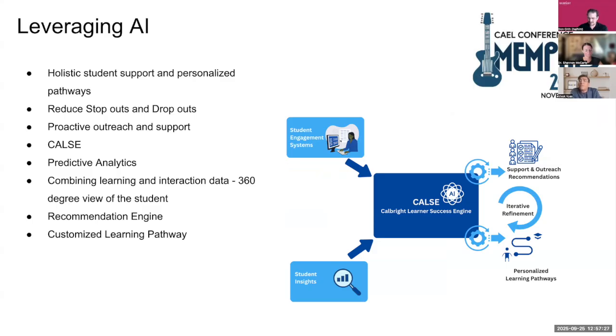Practically, that means using our unified data to power CalC, or Calbright Learner Success Engine, which is an engine we're developing that combines predictive analytics and learning and interaction signals into a 360-degree view of each learner and outputs proactive recommendations for outreach that reduces stopouts and supports personalized learning pathways.